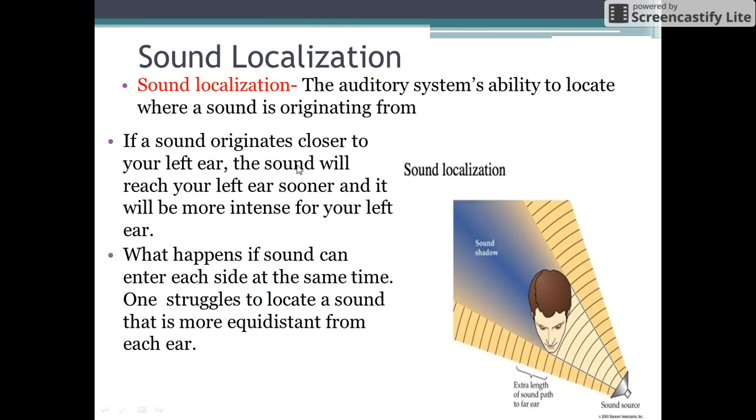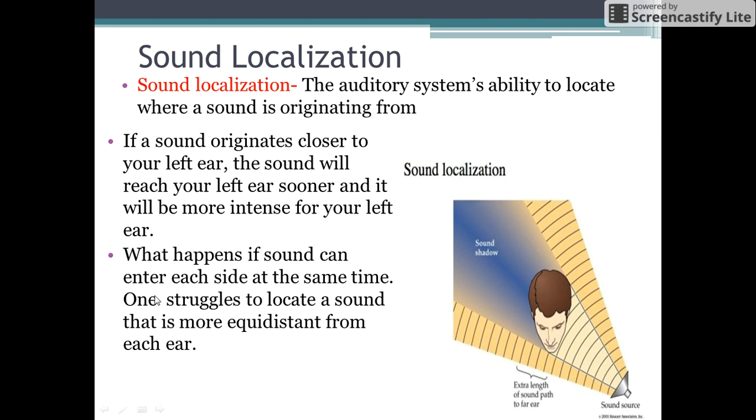Sound localization is the auditory system's ability to locate where sounds are coming from. So where is the sound coming from? Is it coming from the right or the left? If a sound originates closer to your left ear, the sound will reach your left ear sooner, and so you'll be able to tell that it comes from the left side. However, what if it comes from directly, evenly on both sides of your head? It's hard to identify then where the sound is coming from.